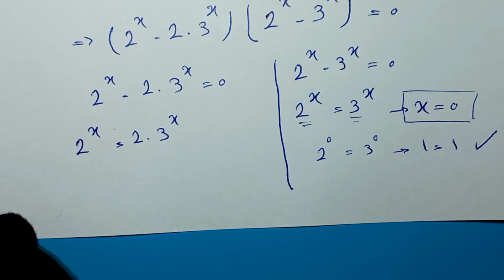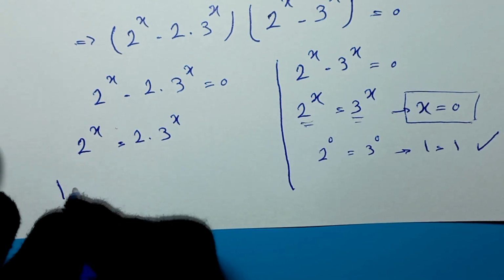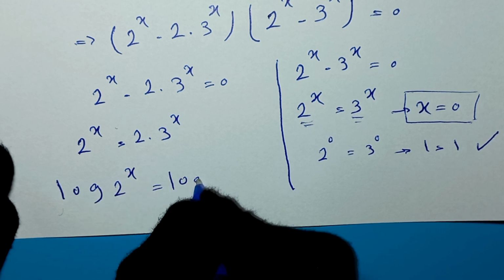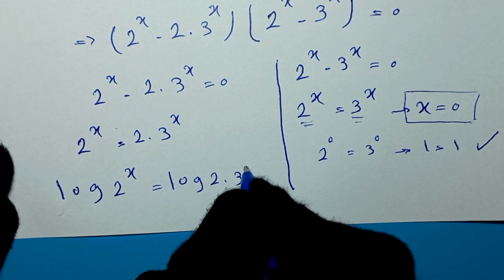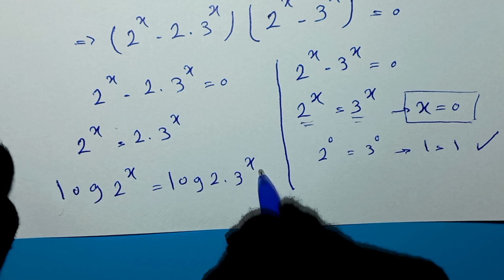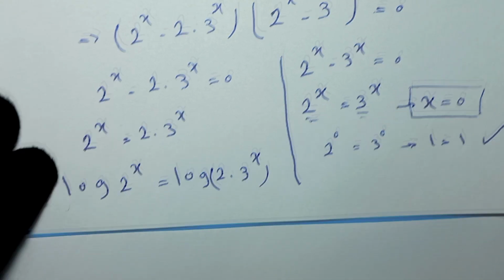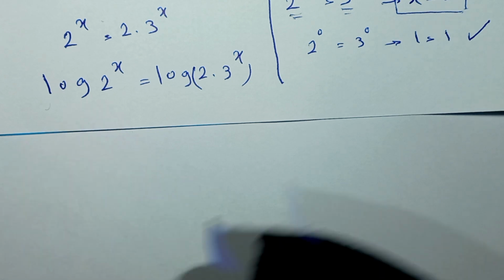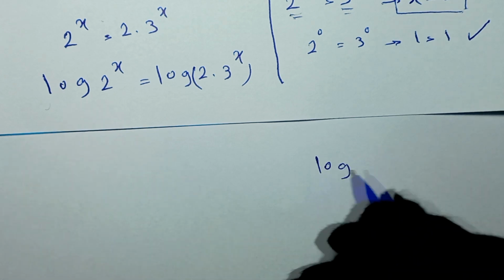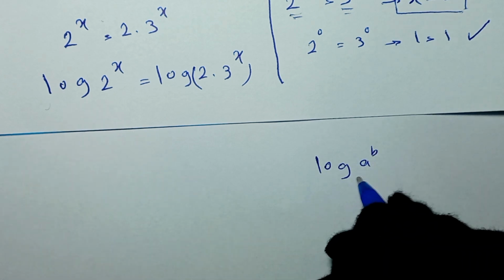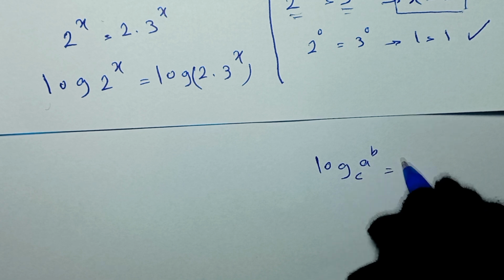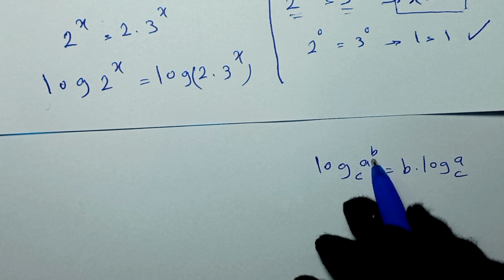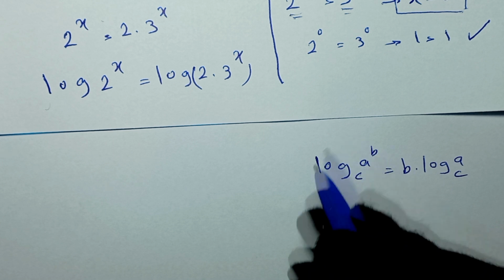And we apply log to both sides of this equation, so it will be log of 2 to the power of x is equal to log of 2 times 3 to the power of x. And from here, if we have log of a to the power of b to the base c, we can write this as b times log of a to base c. We can take this power b outside of this log.